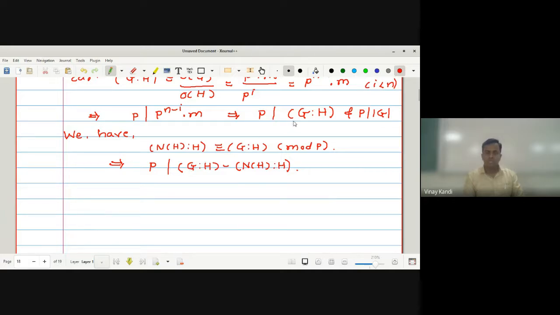Okay, so what we get then is the addition of the indices. So we have to get here that p must divide the index of H in N(H). Okay, any doubt? No, sir.